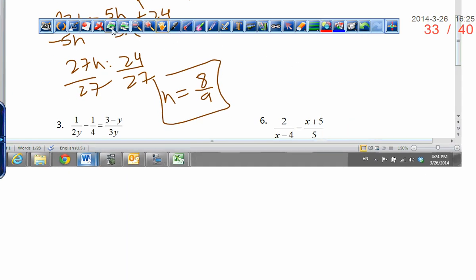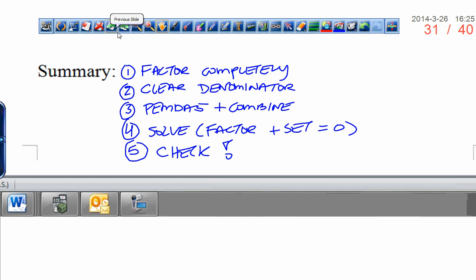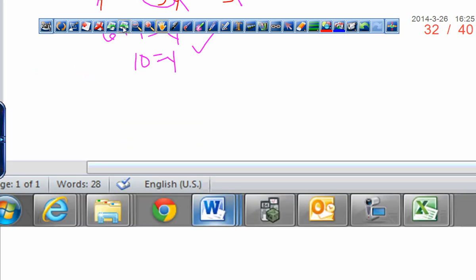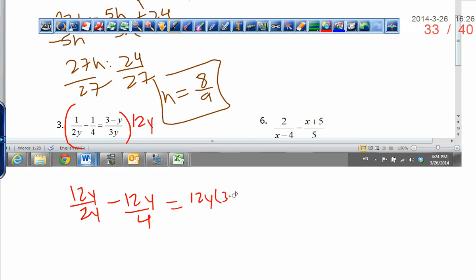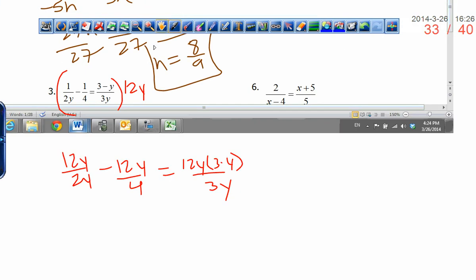It's just the same things that we've talked about. We take these 5 steps, and some of them are easier than others, and we're just going and going. So number 3, I need to multiply everything by not 3, not 6, but 12y. So I get 12y over 2y minus 12y over 4 equals 12y times (3 minus y) over 3y. And I like reducing before I do anything else, but if you want to keep going, that's cool with me.